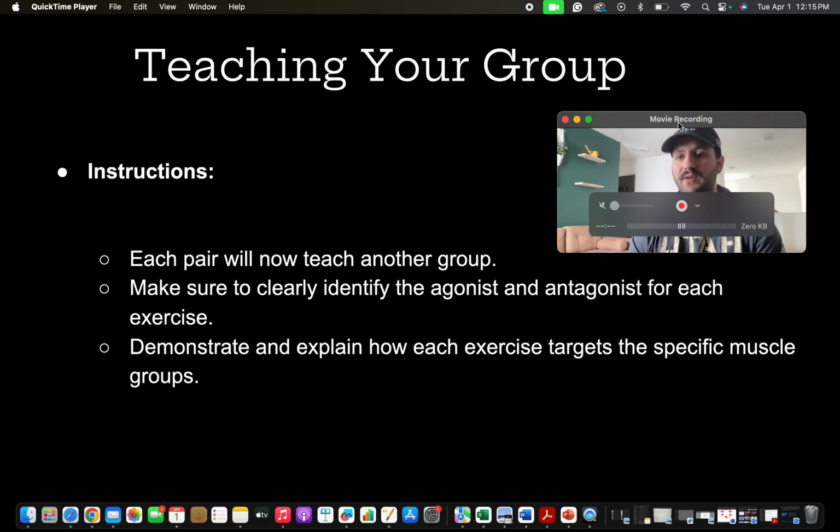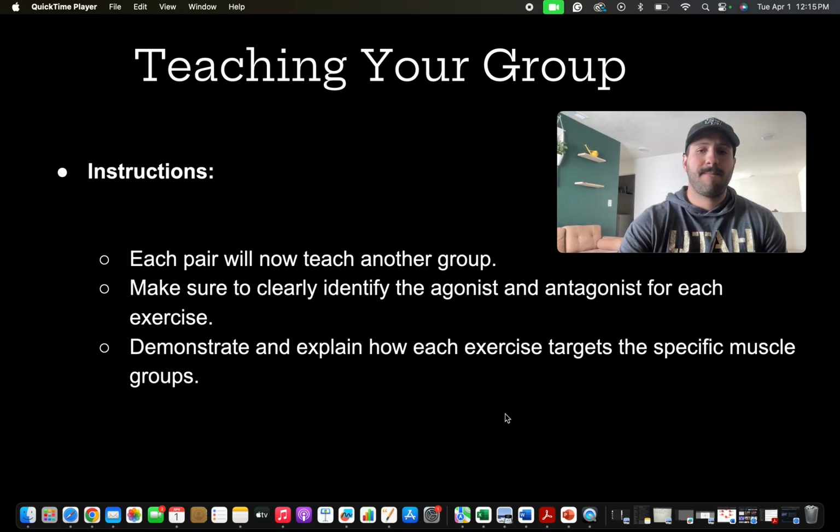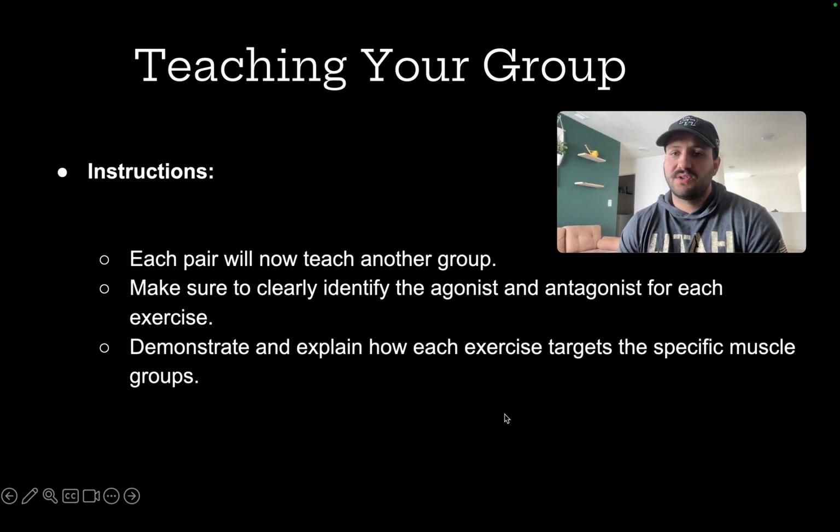All right, so now that you have all found an exercise, I want you to find another group that preferably you haven't worked with. You're going to pair up with them, and here are the guidelines for your teaching. So I want to make sure that you clearly identify the agonist and antagonist group for each exercise. So say you chose a push-up. I want you to teach your group how to do a push-up, what the agonist and antagonist muscles are, and make sure that they identify those and understand what they are. So I'll give you a couple minutes just to do this.